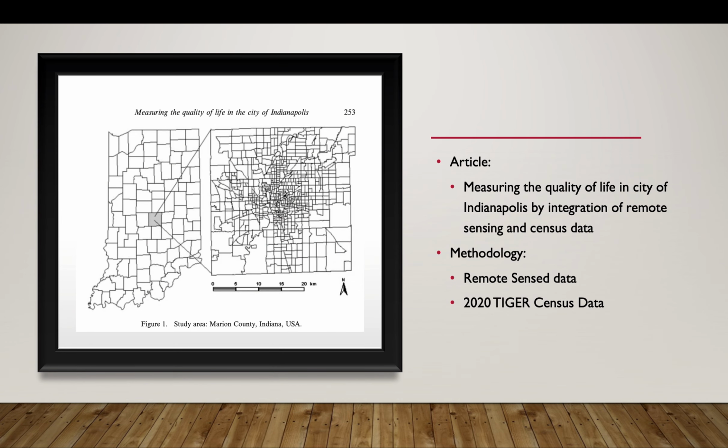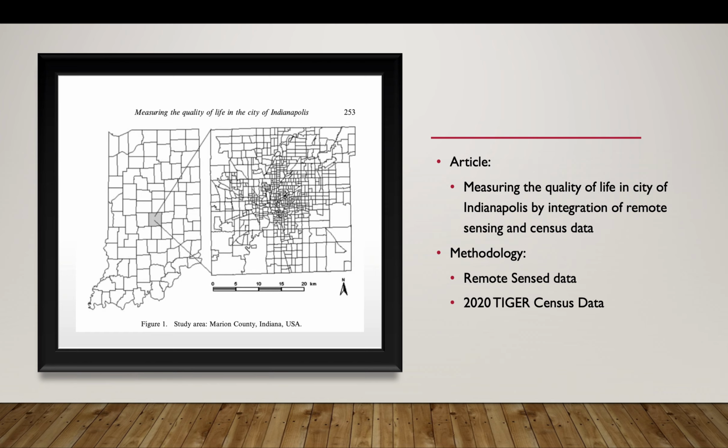So, the article I decided to cover for this review is Measuring the Quality of Life in the City of Indianapolis by the Integration of Remote Sensing and Census Data. As you can see on the map, that shows which area we're focusing on, where all the census data are gathered, and we particularly focus on a particular study area, Marin County in Indianapolis.